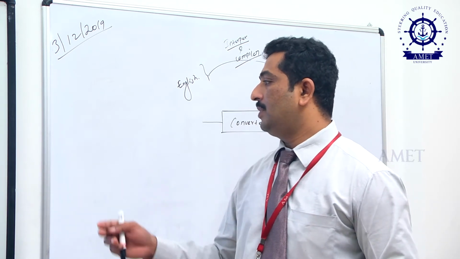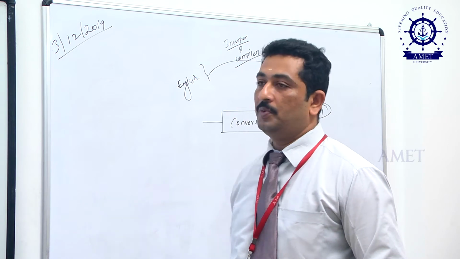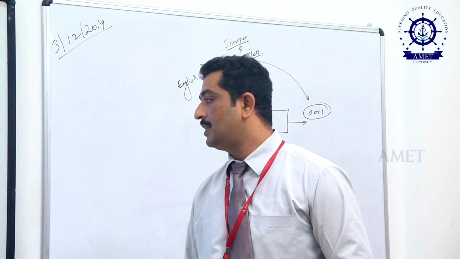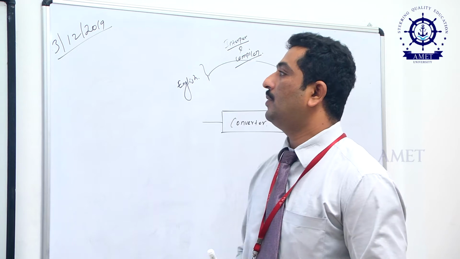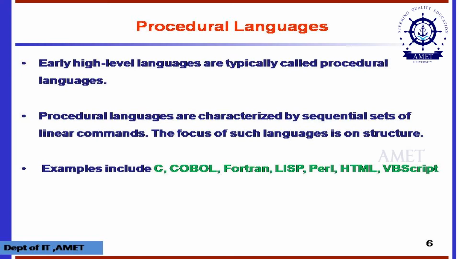Historically we divided high level languages into two groups. One is procedure oriented language and another one is object oriented language. The high level language is divided into two parts: one is procedural oriented language and another one is object oriented language.